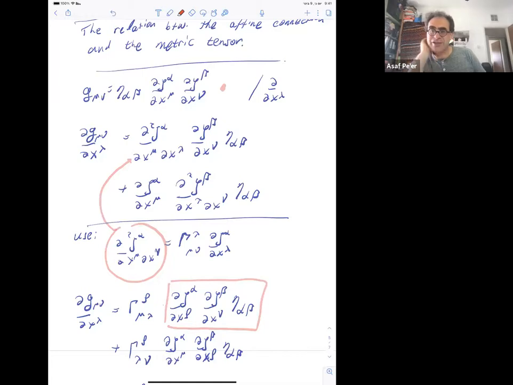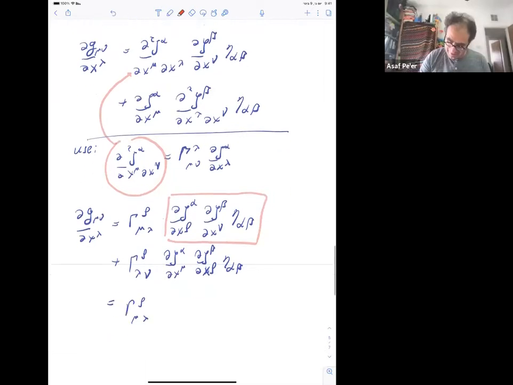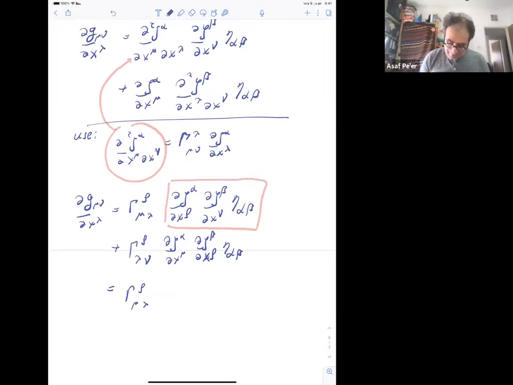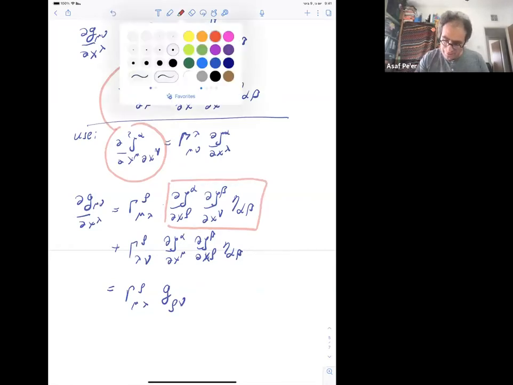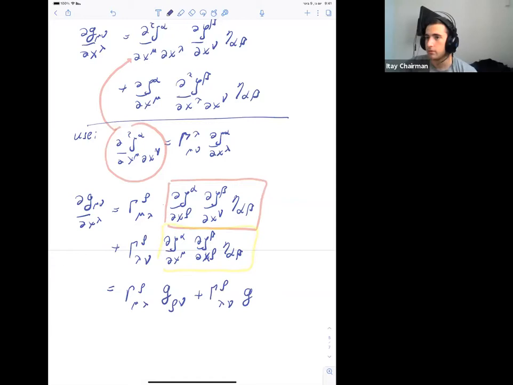What are the indices of G? Rho and nu. New row, thank you. Excellent. G rho nu. And again, for the second term, so we have plus gamma rho lambda and nu G. What are the indices? Mu and rho. Yes, thank you.